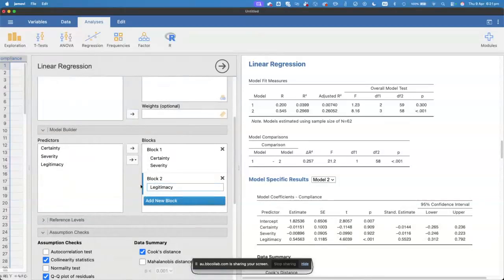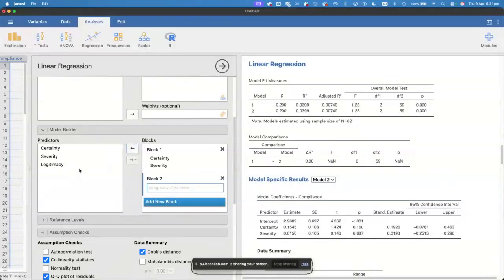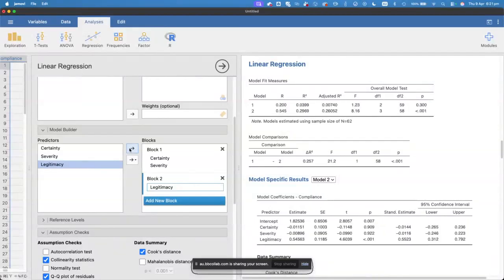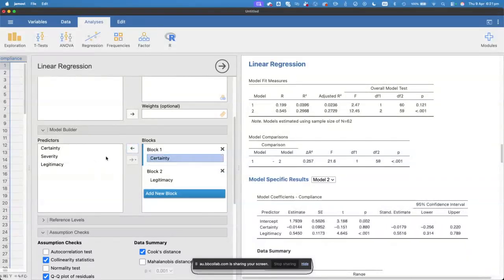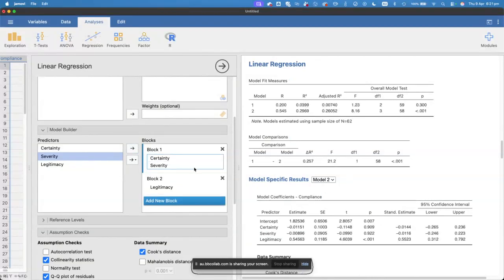For me, it automatically put it across into the new block, but if it didn't for you and it's still over here, you just select your block, select the variable, and use the arrow to bring it across. And if you move one of severity across and you want to put it back, you select that block, select the variable, move the arrow, and it'll bring it across.